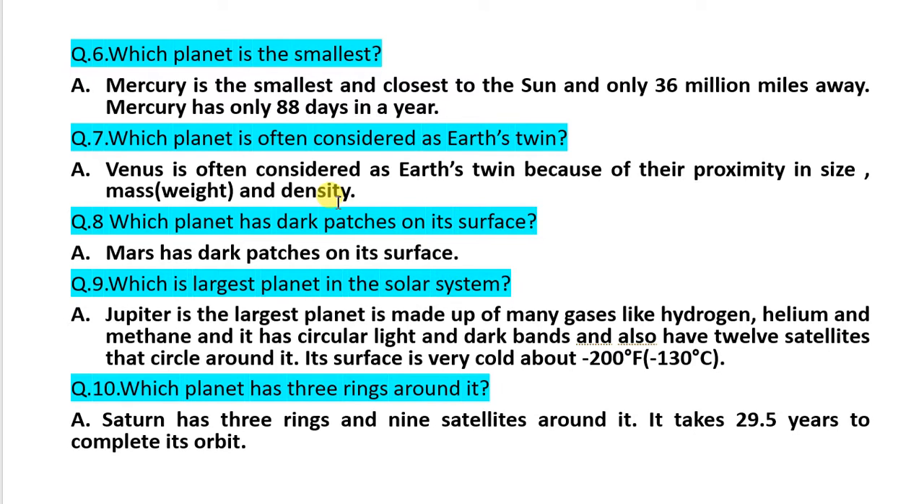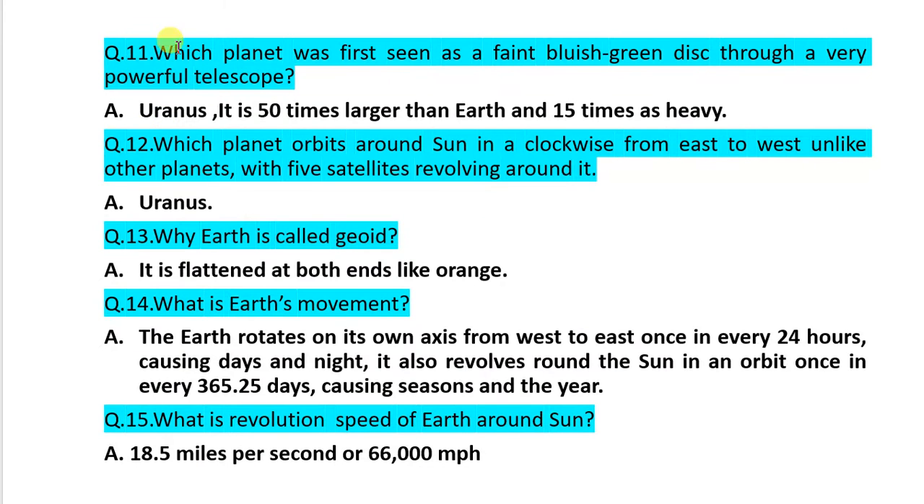Next question: which planet has 3 rings around it? Answer is Saturn has 3 rings and 9 satellites around it. It takes 29.5 years to complete its orbit. Next question: which planet was first seen as a faint bluish green disk through a very powerful telescope? The answer is Uranus. It is 50 times larger than Earth and 15 times as heavy.